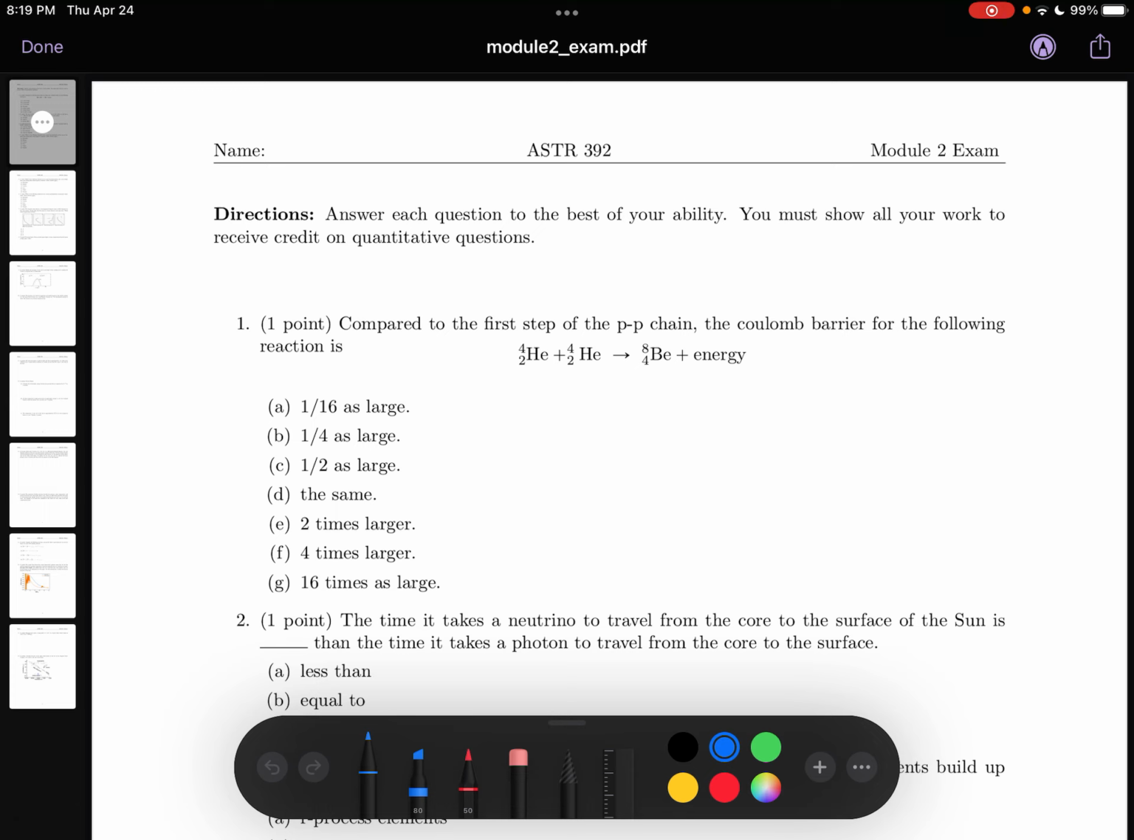Compared to the first step in the proton-proton chain, the Coulomb barrier for the reaction of helium plus helium to beryllium is what? So the first chain is the proton, right? So one hydrogen plus one hydrogen. So you have two protons, a +1 and a +1 that are going to repel each other. And then here we have helium that's got a +2 and a +2. So 1 times 1 is 1, 2 times 2 is 4. So this Coulomb barrier is going to be 4 times larger.